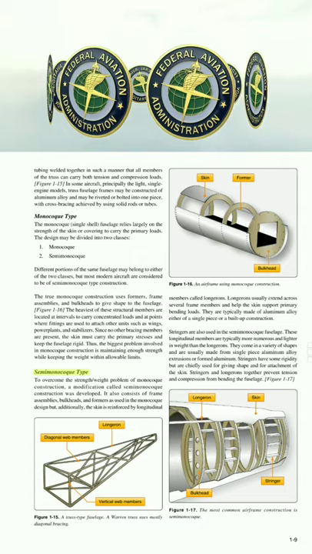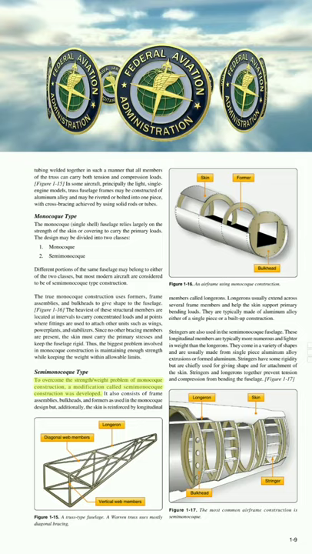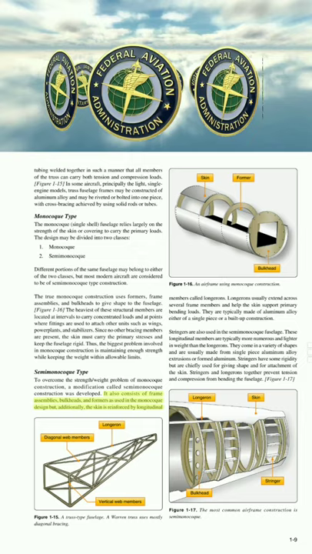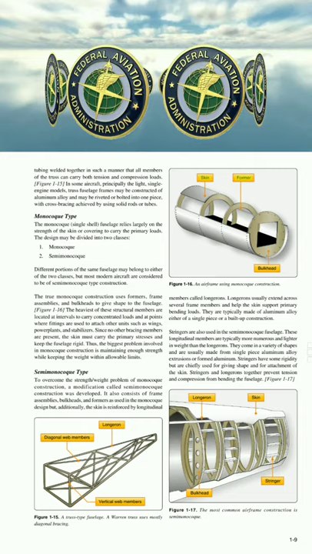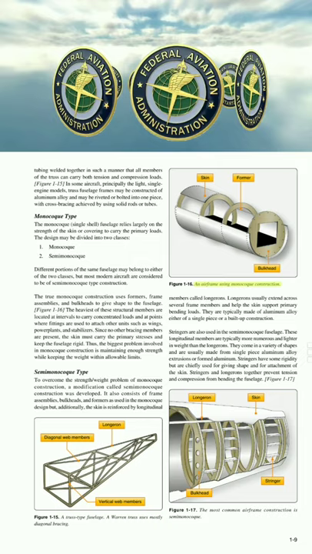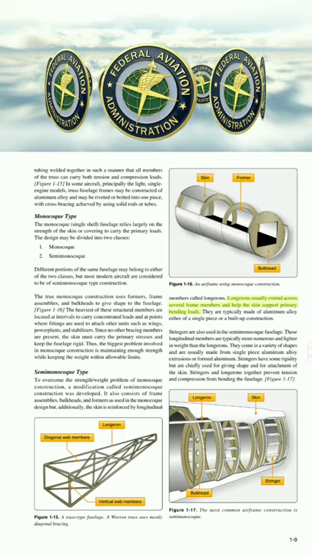Semi-monocoque type. To overcome the strength/weight problem of monocoque construction, a modification called semi-monocoque construction was developed. It also consists of frame assemblies, bulkheads, and formers as used in the monocoque design, but, additionally, the skin is reinforced by longitudinal members called longerons. Figure 116. An airframe using monocoque construction. Longerons usually extend across several frame members and help the skin support primary bending loads.